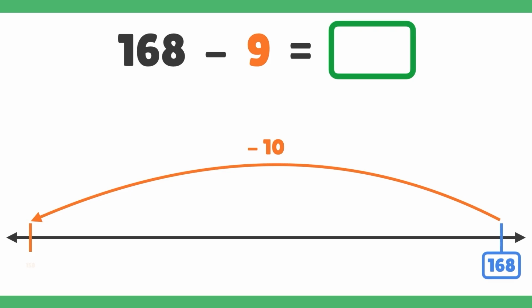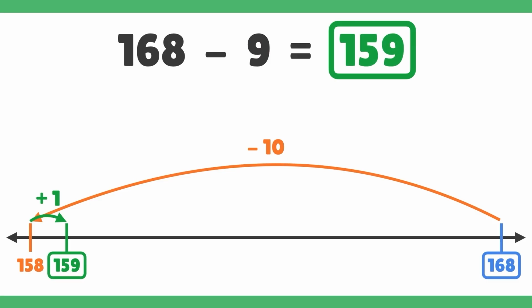168 minus 10 is 158. But we subtracted too many. We were supposed to subtract 9, not 10. We subtracted 1 more than we needed to, so we need to add 1 to 158 to make up for this. This makes 159. So, 168 minus 9 equals 159. Great job! Let's try another one.